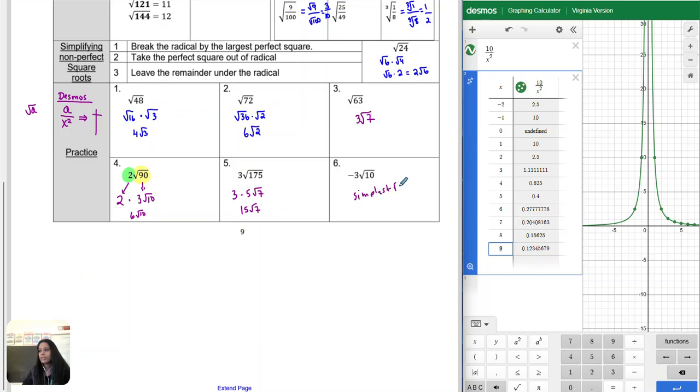I don't know why my pen is giving up on me. You can just say simplest form, and that's it, okay?